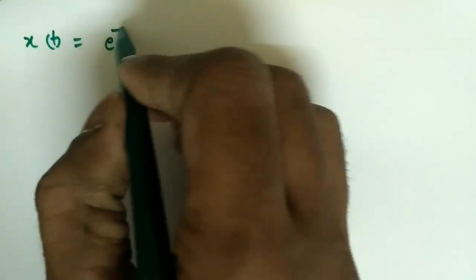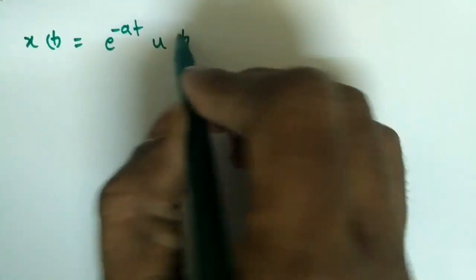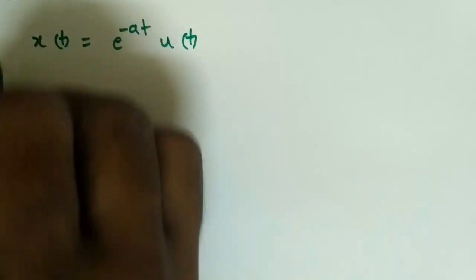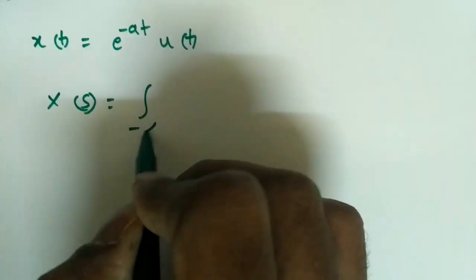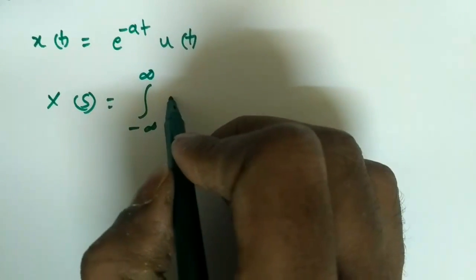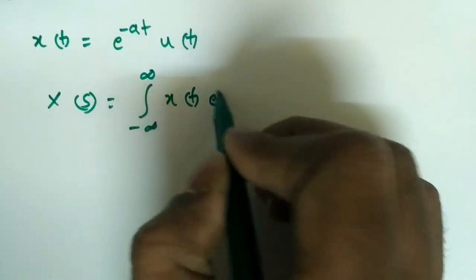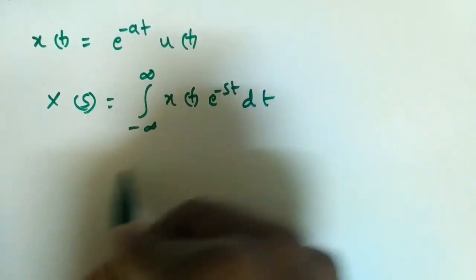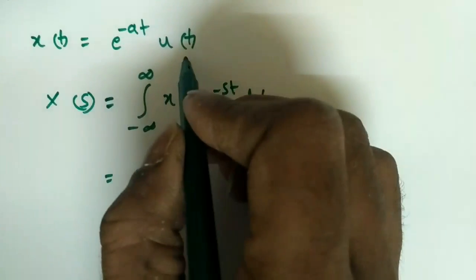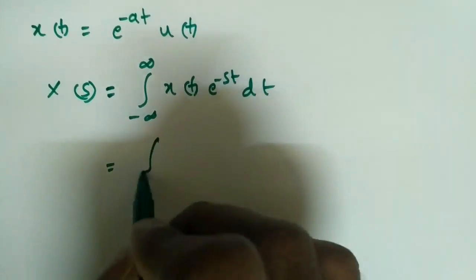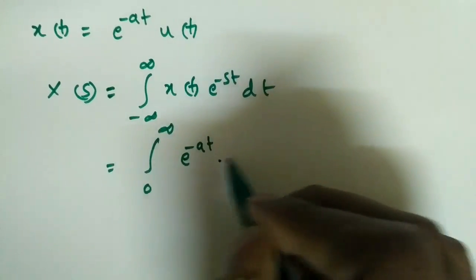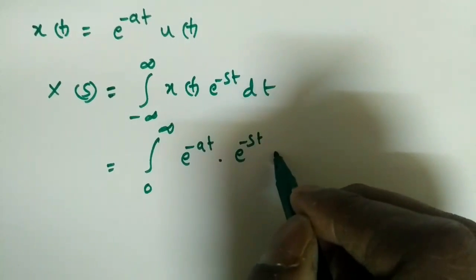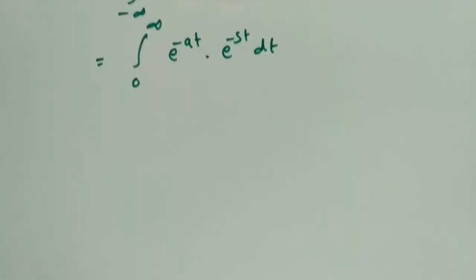So generally we talk about the basic signals only, which is e power minus at u of t. Now what is the Fourier transform? X of s is equal to the integral from minus infinity to infinity of x of t into e power minus st dt. Now u of t is from 0 to infinity, so the limits will be 0 to infinity. What is x of t? e power minus at into e power minus st dt, right?